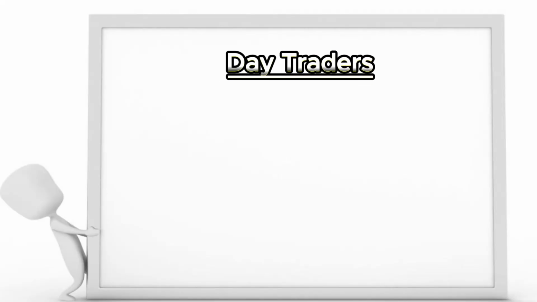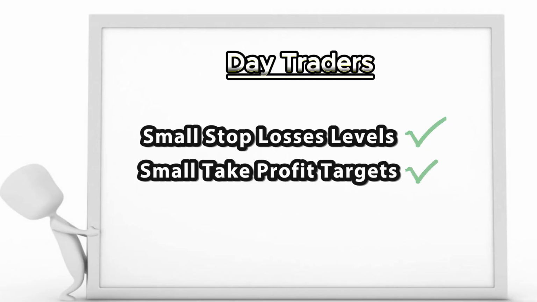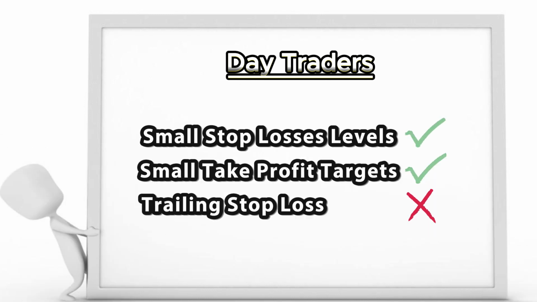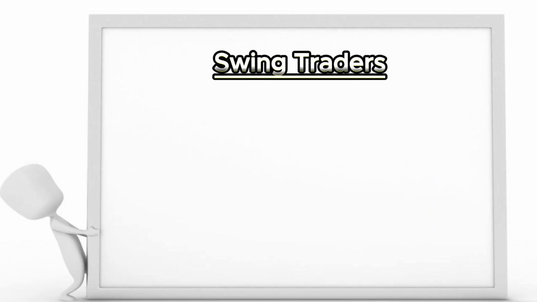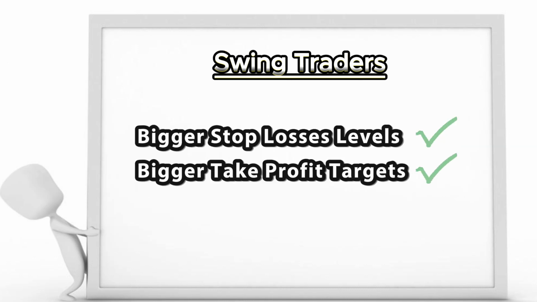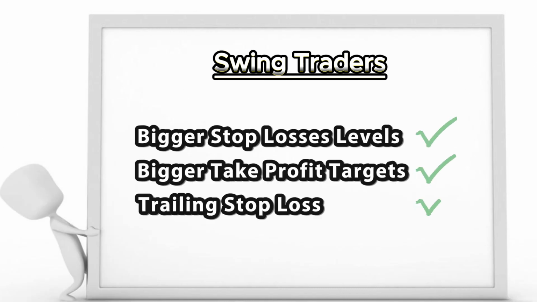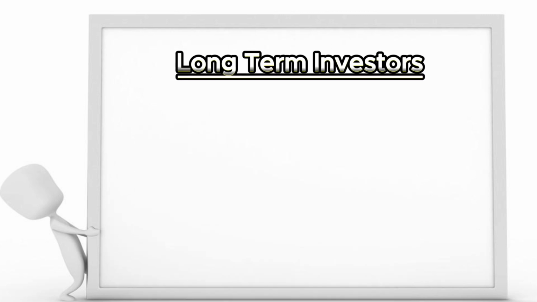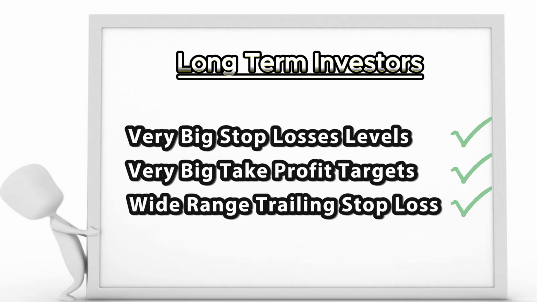Day traders often have quick stop-losses and take-profit targets. They usually don't trail their stop-losses. Swing traders, on the other hand, look for bigger changes in price, leading to higher risk-to-reward ratios. They allow more flexibility for both stop-loss and take-profit levels. They also adjust their stop-loss as the trade goes on. Long-term investors, though, have a different approach. They may set a stop-loss, but they're looking at profits that could take years to achieve.